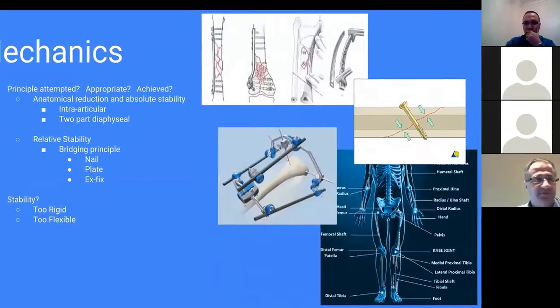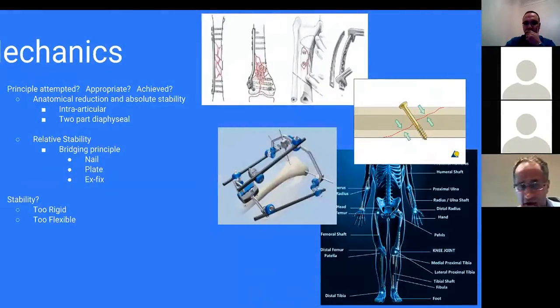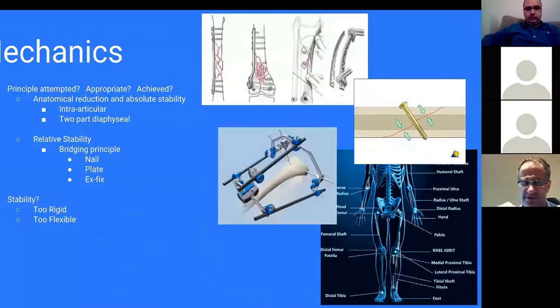And then mechanics. So in the mechanics part, I could spend a long time explaining to you all about the biomechanics, but we'll do another presentation about biomechanics and how to establish healing and so on. But remember, when you're talking about mechanics for non-union, you need to establish 3 questions. What was the principle attempted? Was it an appropriate principle for the fracture configuration? And was it achieved? So, for example, in anatomical reduction and absolute stability, where you want primary healing, these are usually for intra-articular fractures, simple 2-part diaphyseal fractures.